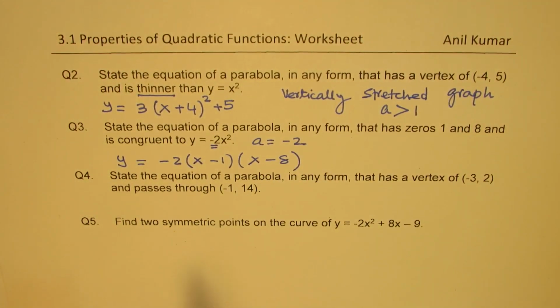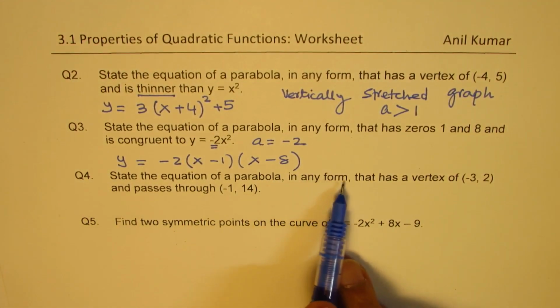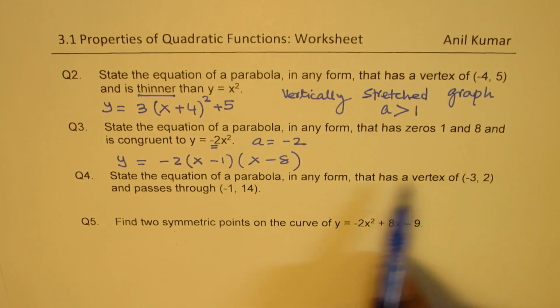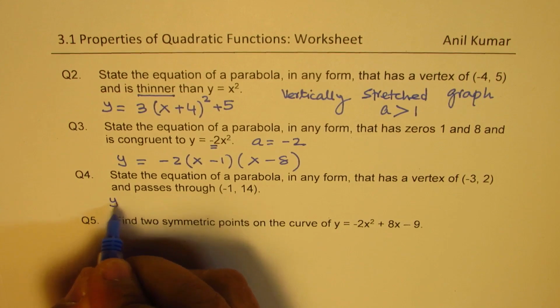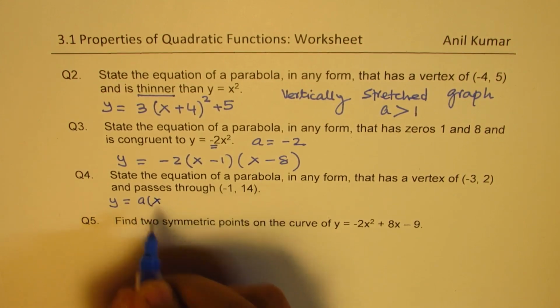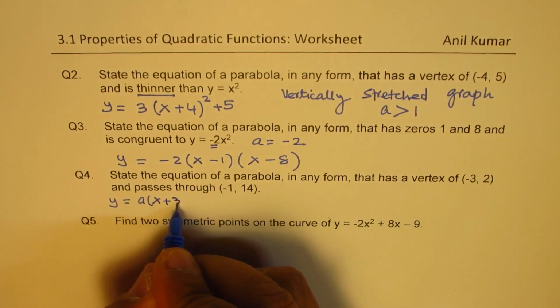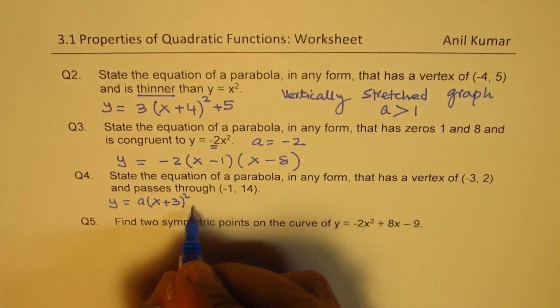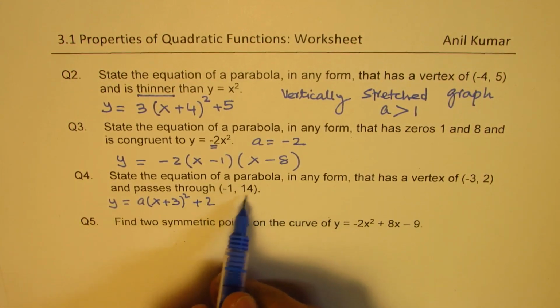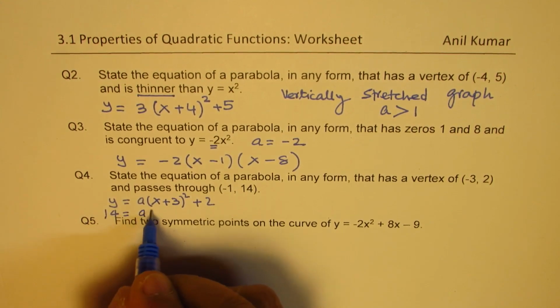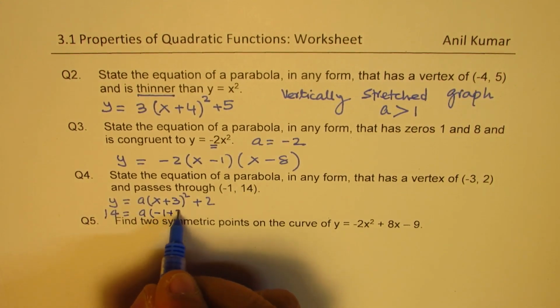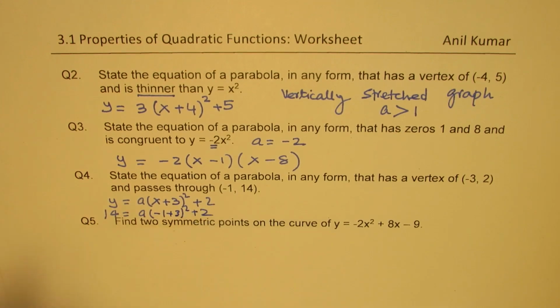Question number 4. State the equation of a parabola in any form that has vertex at this point and which passes through that point. So we may have to do some work here. y equals a times x plus 3 whole square plus 2. Now substitute this point to find the value of a. So we have 14 equals a times minus 1 plus 3 whole square plus 2, correct?